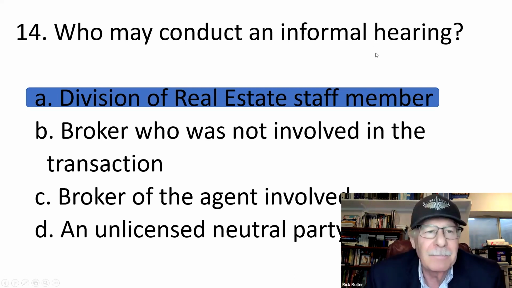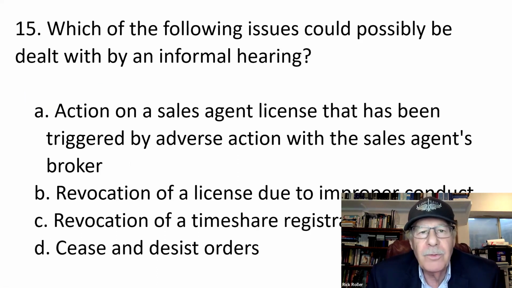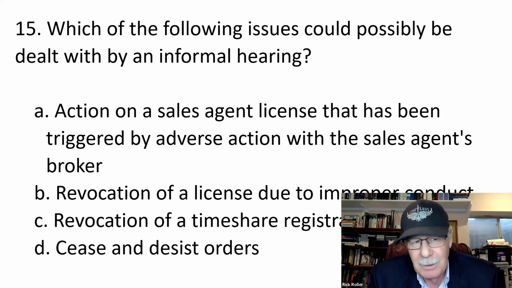Number 15, please. Which of the following issues could possibly be dealt with by an informal hearing? Okay. All right. Well, informal hearing, which one could be done? All right, let's look at them here. Action on a sales agent's license that's been triggered by adverse action with the sales agent's broker. Okay. Adverse means opposed to. So action on a sales agent's license that has been triggered by an adverse action with the sales agent's broker.